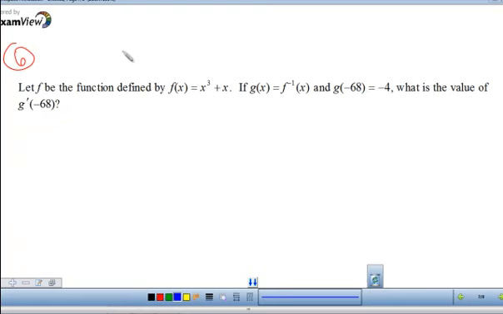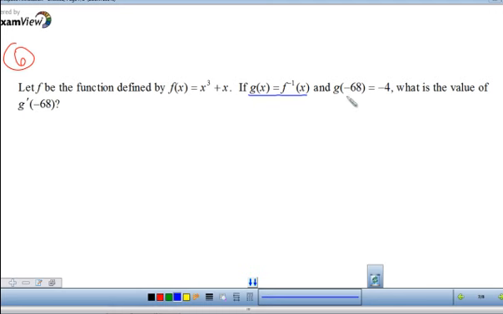So let f be the function defined by f of x equals x cubed plus x. Okay, so g is my inverse, and g of negative 68 equals negative 4. What is the value of g prime of negative 68?